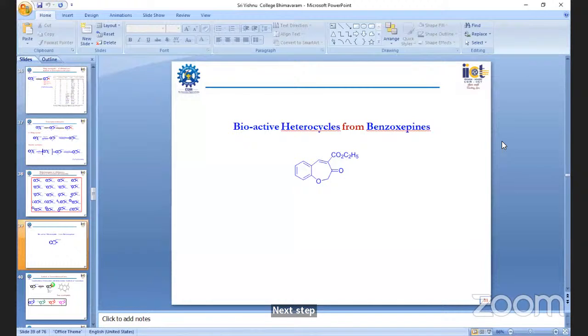Just now I told you about the benzoxepine, how best we can make it with the simple salicylaldehyde. Salicylaldehyde is reacted with the chloro ethyl acetoacetate, and you get the 2H chromene. The 2H chromene can be converted to benzoxepine. From benzoxepine, how best can we make other heterocycles?